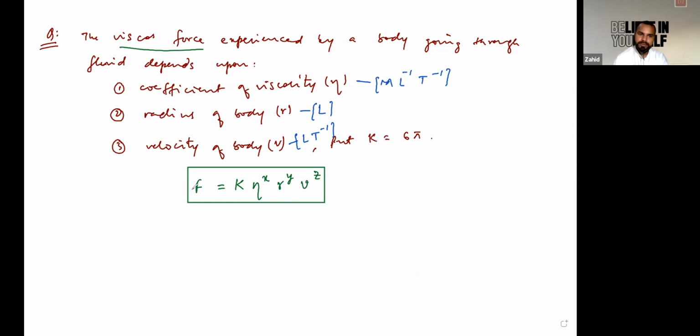Now just write the dimension of left hand side and right hand side and compare the exponent of each part. You will get the value of x, y, and z. Try to solve. Do you have any doubt? Is it clear? Okay. Try to solve.